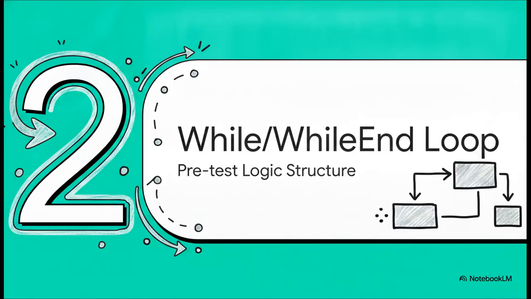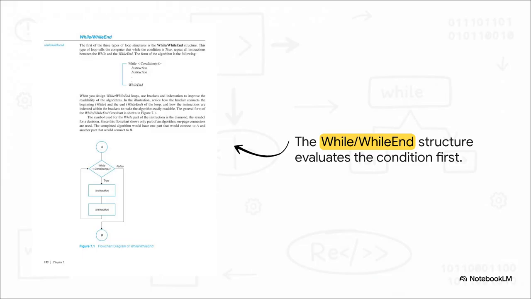Moving right along to section 2, the while/whileEnd loop. When you look at the logic path for this kind of loop, there is a decision point right at the very top. This makes it what we call a pre-test loop. It basically tells the computer that while a specific condition remains true, it should repeat all the instructions inside. But because that decision is evaluated first, if the condition is false right out of the gate, boom, the program skips the loop entirely. It won't process those internal instructions even a single time. It just jumps straight to whatever code comes next.